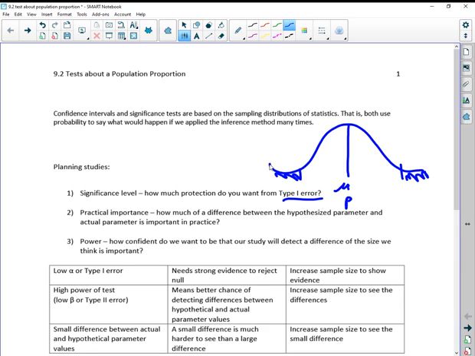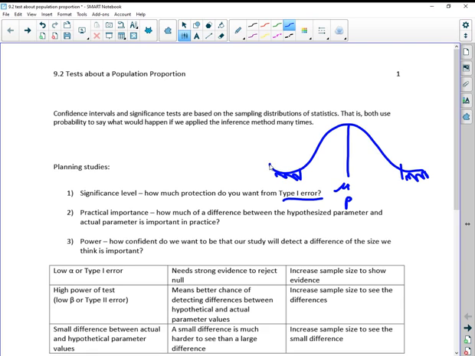Then practically, how much difference do you have between your hypothesized parameter and the actual parameter? It's going to be important in what you're working with. And the power: how confident do we want to be that if we should be rejecting this null, we do? What's the probability that you need that to happen?